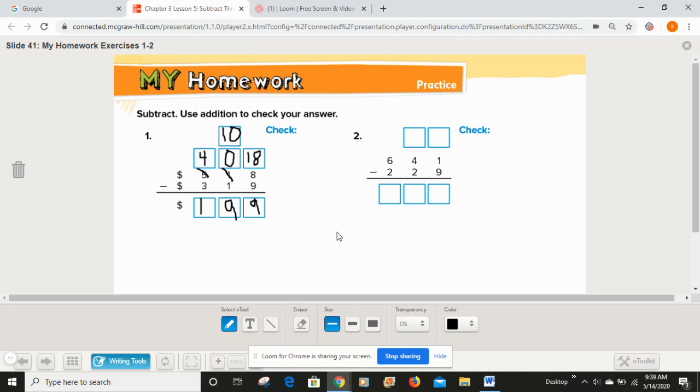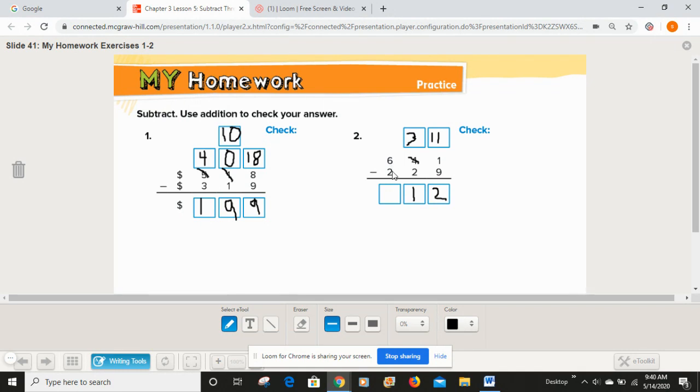We're going to check our answer in just a bit, but I'm going to do the second one and then we'll see. So starting in my ones column, I have a 1. Can I take away 9? The answer is no. So that tells me I have to go next door and regroup. That leaves 3 here, and I'll have 11 here. 11 minus 9 is 2. 3 minus 2, can I do that? Yes. So then I just go ahead and subtract. 3 minus 2 is 1.